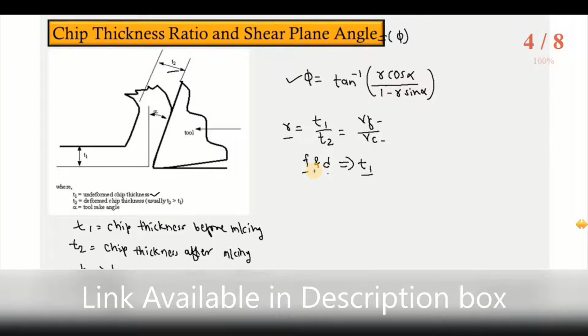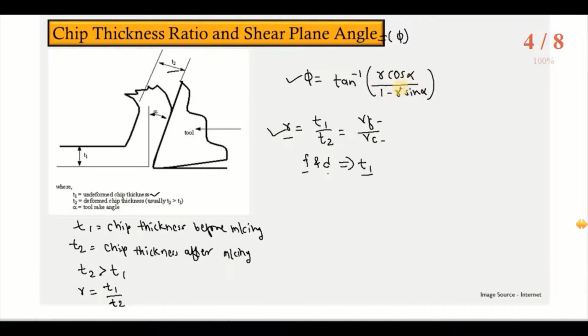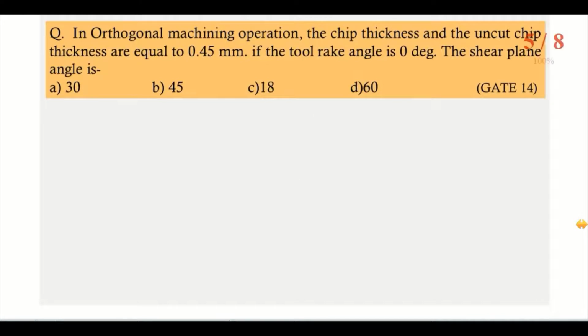So these are the terms we have to know before solving: R, the chip thickness ratio, T1 by T2, is equal to Vf by Vc, and phi, the shear plane angle, is equal to tan inverse of R cos alpha upon 1 minus R sin alpha. The derivation is given in the description box, you can check. Now we'll solve some examples which have come in recent GATE exams.